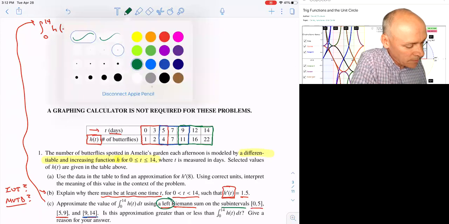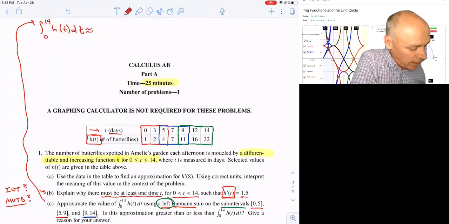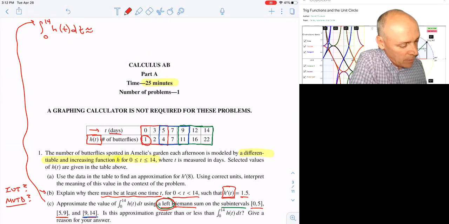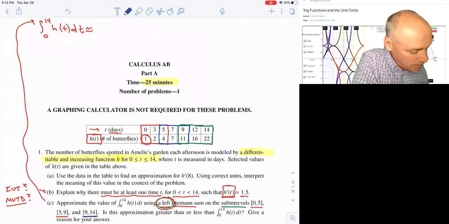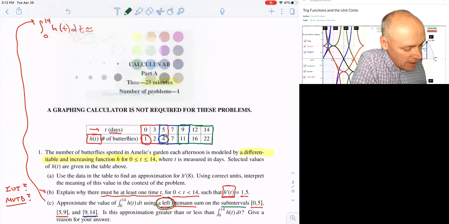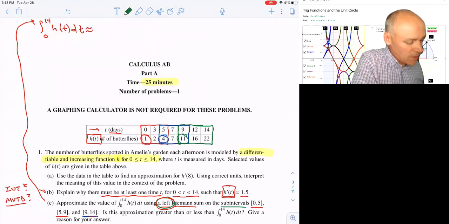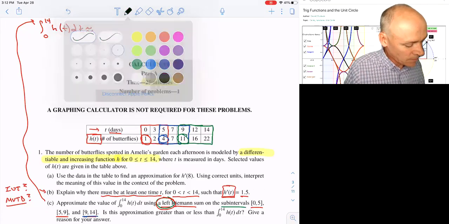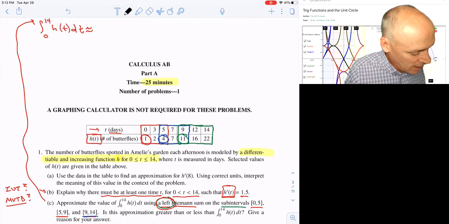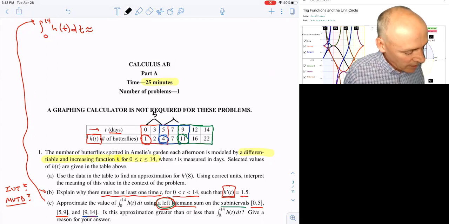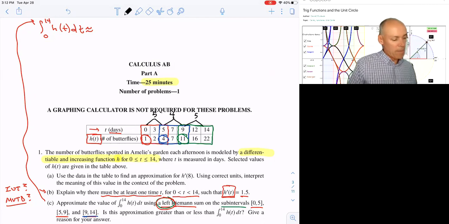So the first thing I want to do in my red interval, I always want to circle the left y value, which in this case is going to be 1. I'm going to do that for my blue box, and then for the green box, which is 11. So those 1, 4, and 11 are my y values. Now I want to get my delta t. In my first interval from 0 to 5, that's an increase of 5. 5 to 9, that's an increase of 4. 9 to 14, that's an increase of 5.